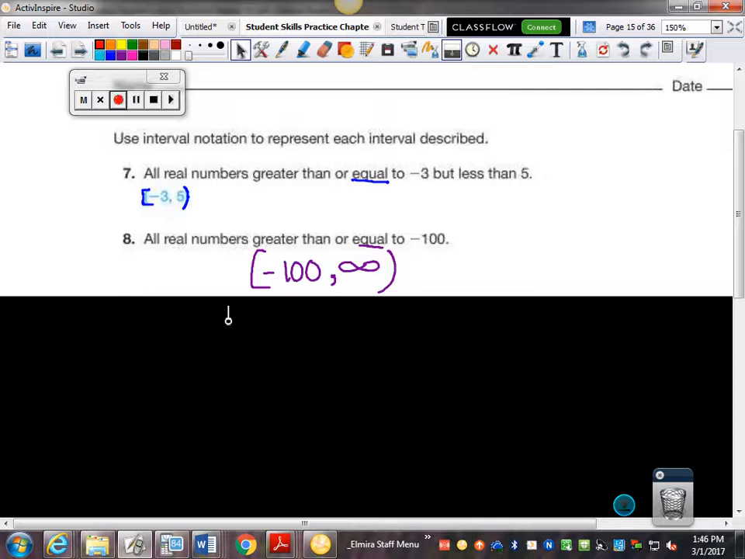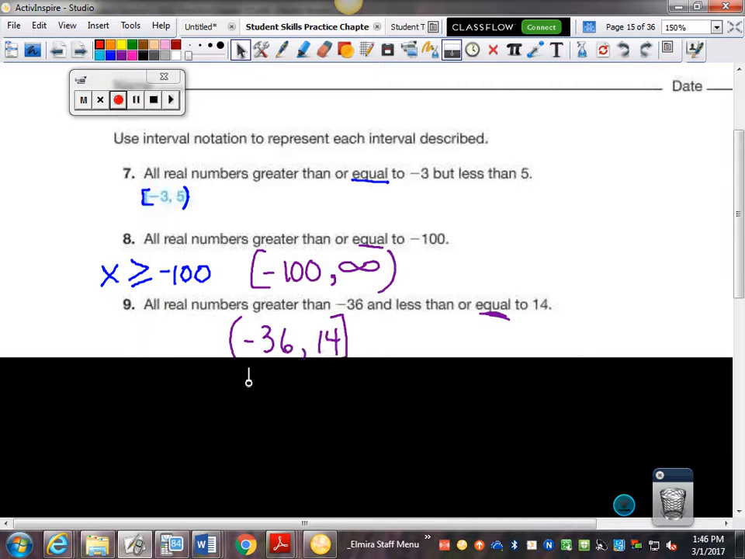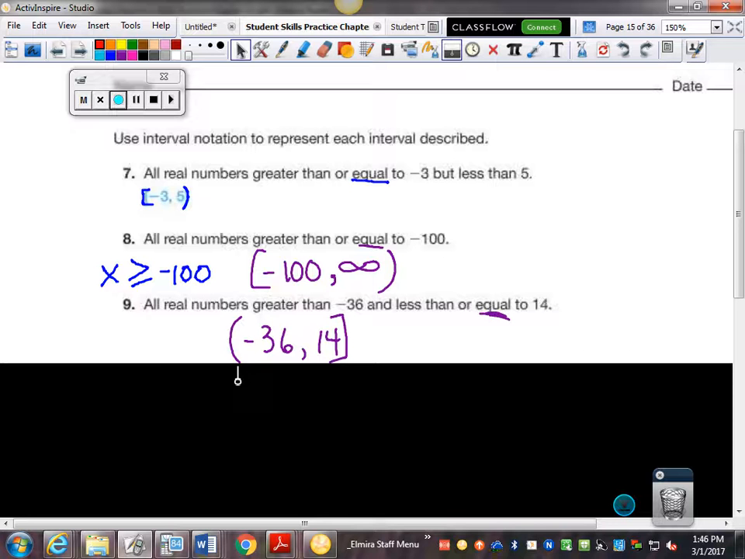Here's another infinity one. All real numbers greater than or equal to -100. Now, some students found it helpful to write that as x greater than or equal to -100. Some students felt if they wrote it as an inequality first, then converted it over to the interval, they found that helpful. Okay? Here's the next one. Okay, greater than -36, smaller number, less than or equal to 14, larger number.